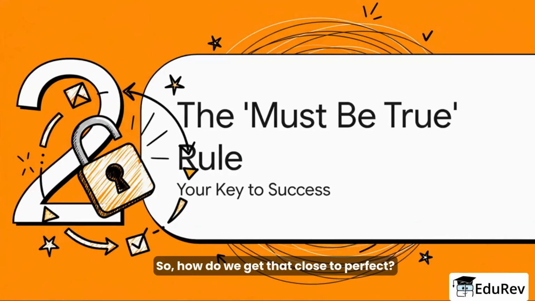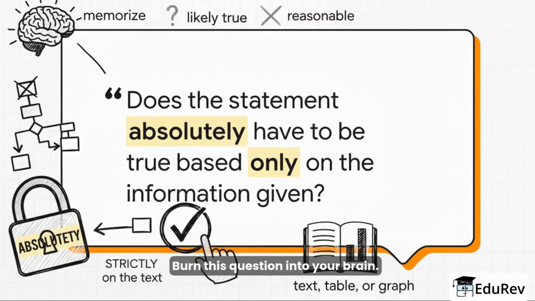So how do we get that close to perfect? Well, it all comes down to one core idea. I call it the must-be-true rule. And trust me, this is the master key that unlocks this whole section. Burn this question into your brain. This is the only thing you should ask yourself for every statement.